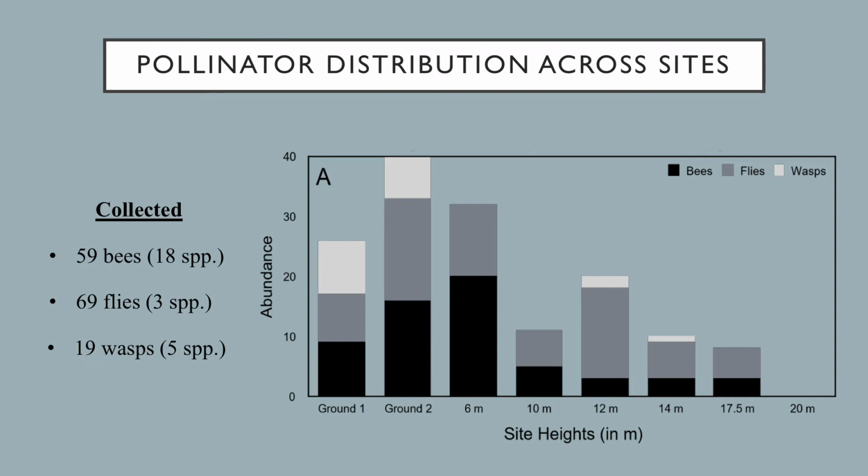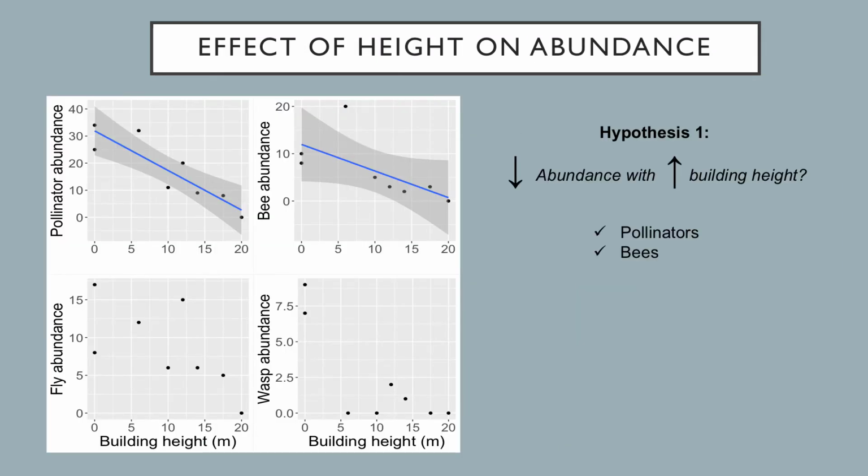Our second ground level site was the most abundantly visited site, while the most visited green roof was the lowest to the ground, which was our 6-meter site. And I just also want to highlight that we had no visitors to our tallest building green roof, which was our 20-meter site. We found that pollinators total and bees were negatively correlated with increasing building height during both periods, which supports our first hypothesis.